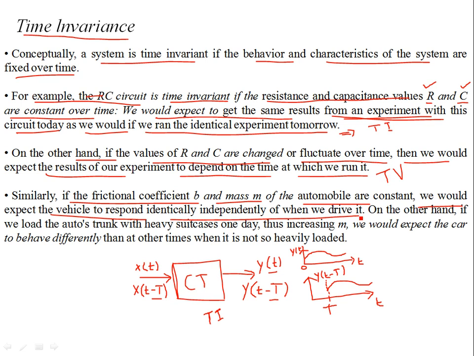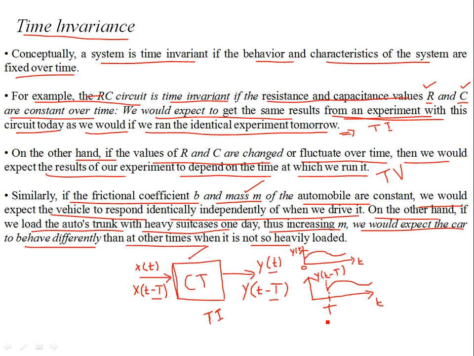So if the drive condition is the same, if the loading is the same, the mass is not changing, then you will experience the same driving condition, whether you drive it today or a week later, whenever. But on the other hand, if you change the mass of the vehicle by loading the automobile trunk with heavy suitcases one day, thus you increase the mass. So one parameter changes, then we would expect the car to behave differently than at the other times when it's not heavily loaded. So you see, if a certain parameter in the system changes, the output changes.